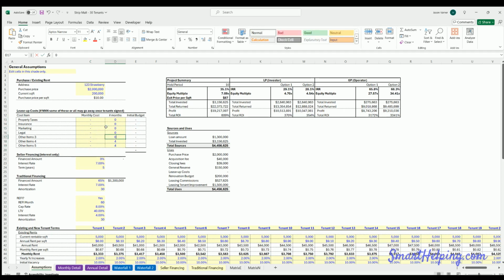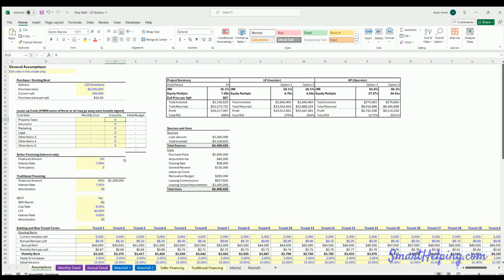Let's say when you buy it, there's maybe 6 or 7 vacant retail spaces for your strip mall. You may have to pay property taxes, insurance, some other costs that might be covered if you're doing triple net lease terms when you do sign tenants, so that they'll pay those expenses. But until you sign them, you might have some costs that you need to account for here that are only going to happen for a certain amount of time.